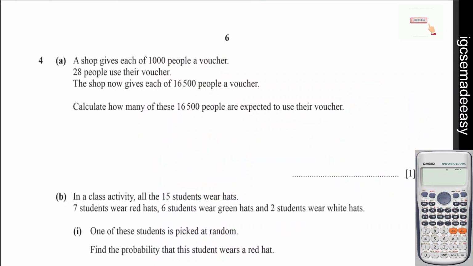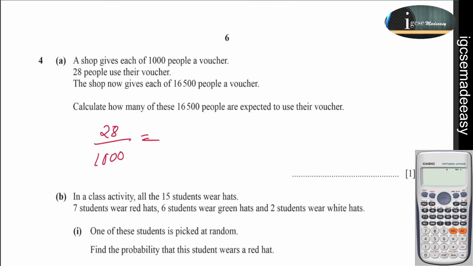Question number 4. A shop gives each of 1000 people a voucher. 28 people use their voucher. The shop now gives 16,500 people a voucher. Calculate how many of these 16,500 people are expected to use their voucher. So when the shop gave 1000 people a voucher, only 28 people used it out of 1000 vouchers. So now how many people will use the voucher, let's say that is X, if the shop distributes 16,500 vouchers.